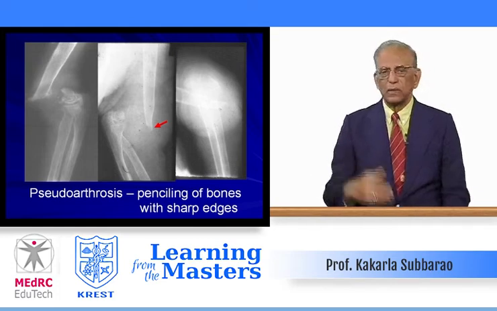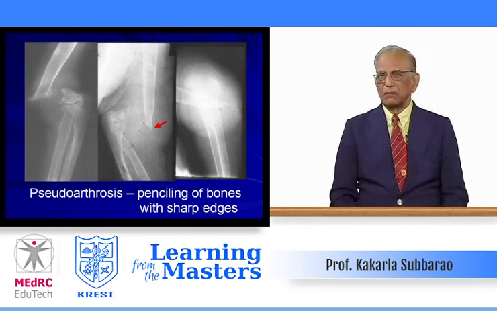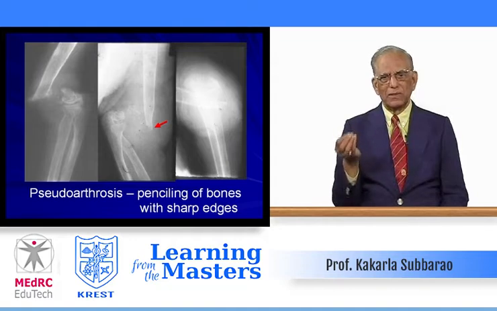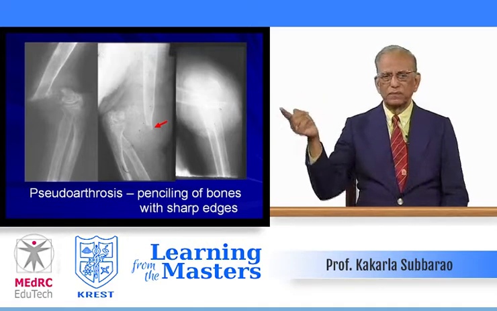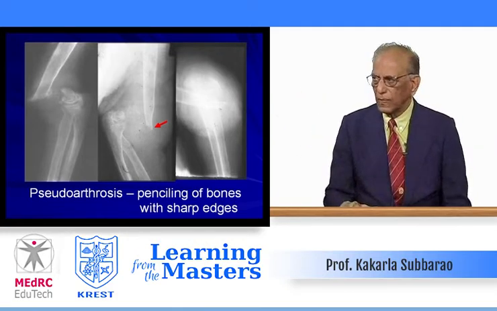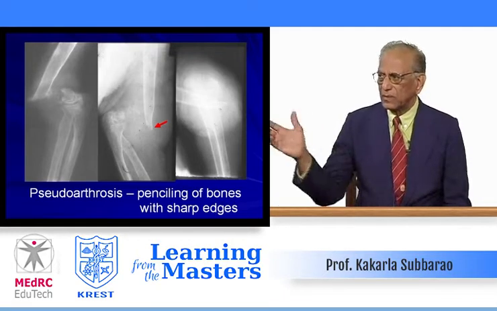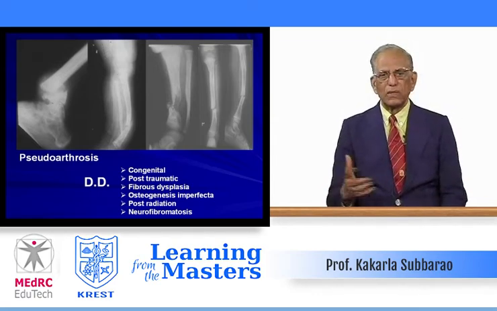And you get pseudoarthrosis because of the neurofibroma. Dysplasia again is the pathogenesis of fracture and pseudoarthrosis. Sharp edges. In traumatic pseudoarthrosis, usually you don't get sharp edges. Again, examples of pseudoarthrosis. And what is the differential diagnosis?